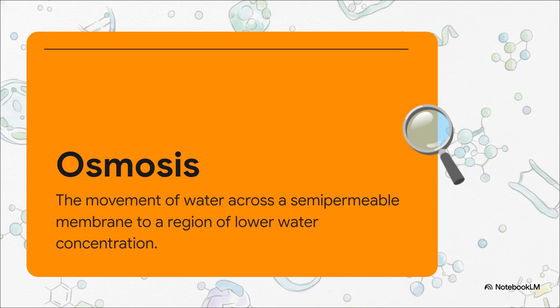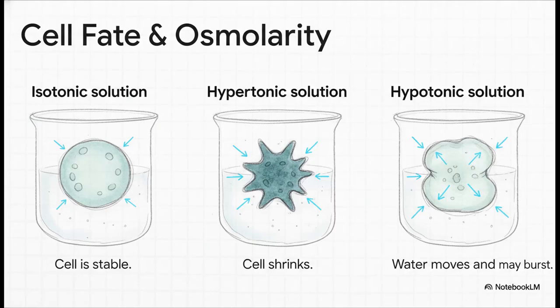Now, at its core, this is a really simple but incredibly powerful idea. Water just naturally moves to try and even things out. It flows from an area where it's more concentrated to an area where it's less concentrated, as long as there's a barrier it can pass through. And this diagram just illustrates the consequences perfectly.